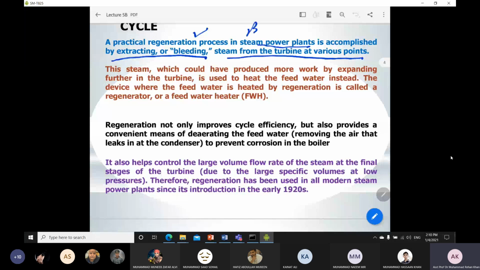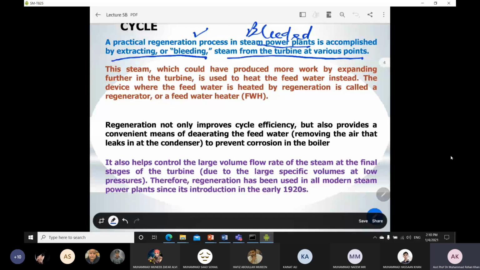So we just call it bleeded steam. The term bleeded comes from the idea that, for example, if we punch somewhere in the skin, there will be a stream of blood. The same process is seen in the power plant: if we punch the turbine at some section, then some of the steam will be easily extracted from that outlet.